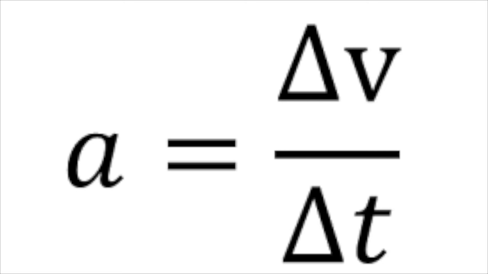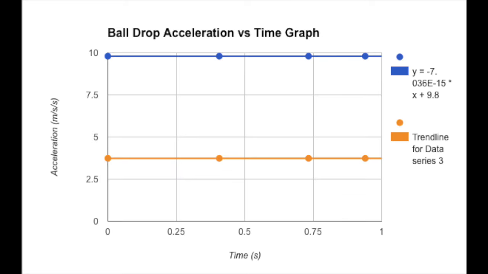To find the acceleration of the tennis ball, we found the change in velocity, then divided that by the total time. Because the tennis ball is a projectile, this number should have been close to 9.8 because of the rate of acceleration due to gravity. However, our acceleration was significantly less than 9.8 due to air resistance and friction.